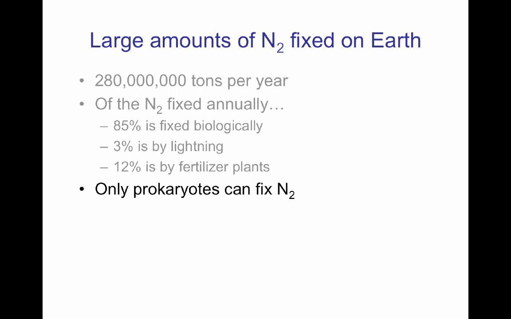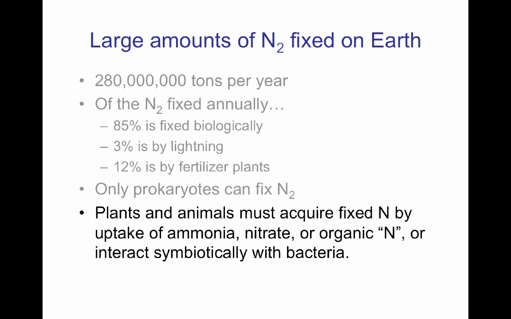Microorganisms, in particular prokaryotes, are the only ones who can fix nitrogen, and therefore we need them to bring nitrogen gas from the atmosphere back into the biological system. Plants and animals therefore form symbiotic relationships, for example, with bacteria, so they can take that nitrogen and bring it into ammonia, nitrate, or organic nitrogen.